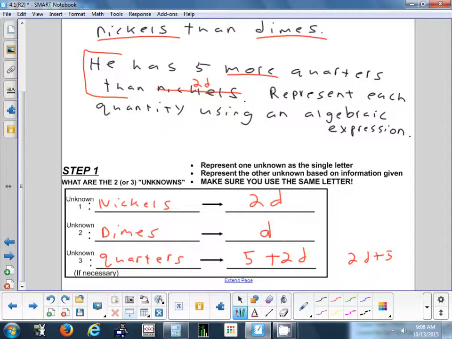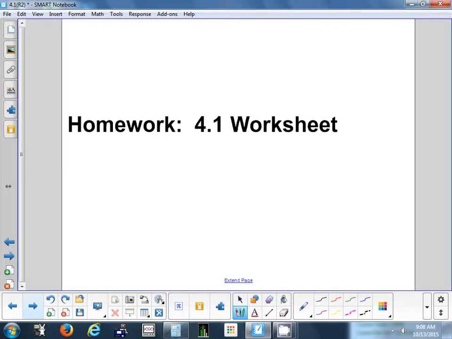Does everyone see how if we messed up on nickels, that would also mess up quarters? Okay, we've got to make sure we get that one right. So those are the 3 answers I'd look for on the test: 2D, D, 5 plus 2D. Okay, we're not going to give you guys a lot with 3. Most of the time it'll have 2. The last one, the homework tonight, guys, has 3.